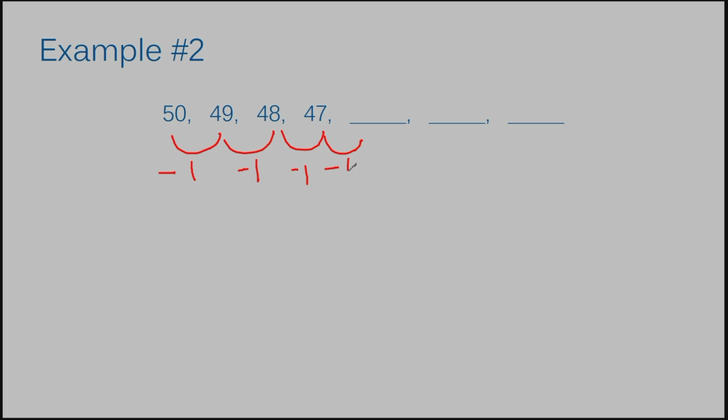If I continue that, so I'm going to subtract 1 here. That means I would end up with a 46 because 47 minus 1 would be 46. Then I need to subtract 1 again. That would give me a 45. And I'm going to subtract 1 again, and that gives me a 44. Yay! Okay? So, to fill in our answers for example number 2, we continue to subtract 1 to continue our pattern, and our sequence ends up being 46, 45, 44. Let's move on to example number 3.